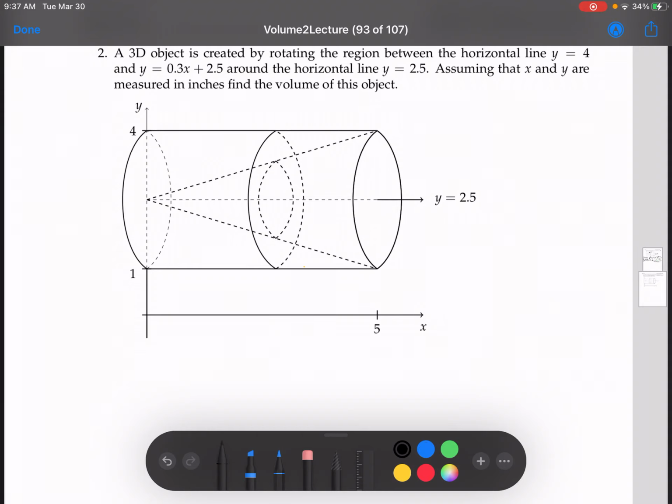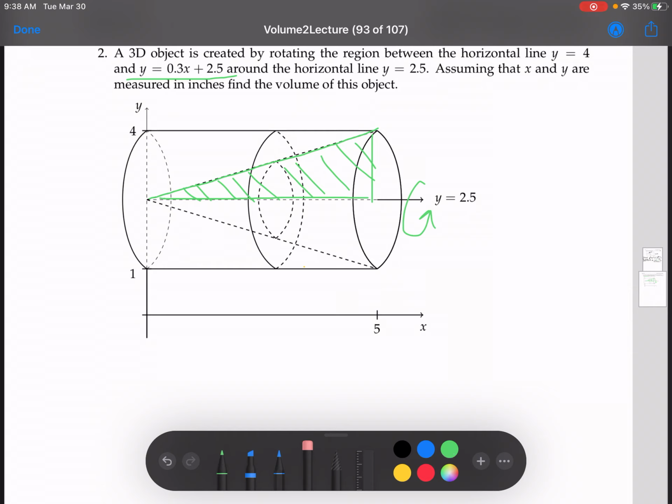Here we have a cylinder that's been hollowed out, and it's been hollowed out in the shape of a cone. Now the way that we get this hollowed out shape is, well, first of all, this line right here is this line right here. And we think of taking this green triangular region and rotating it around the line y equals 2.5 to get the part that we hollow out by.